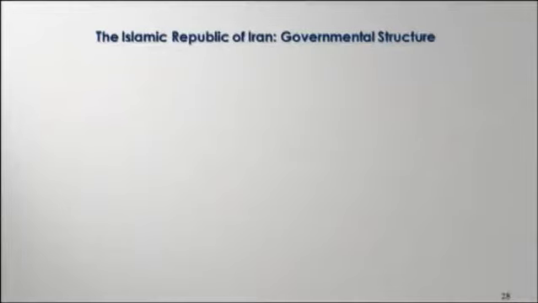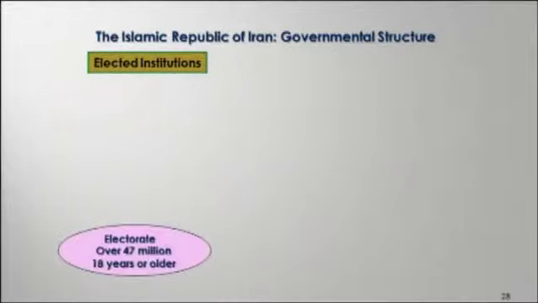The next slide is an attempt to portray the elected portion of the Iranian governmental structure versus the unelected one. So that's going to be my main goal. Under the elected portion, we begin with the electorate. Iran has a population of approximately 75 million, out of which some 47 million are eligible to vote.